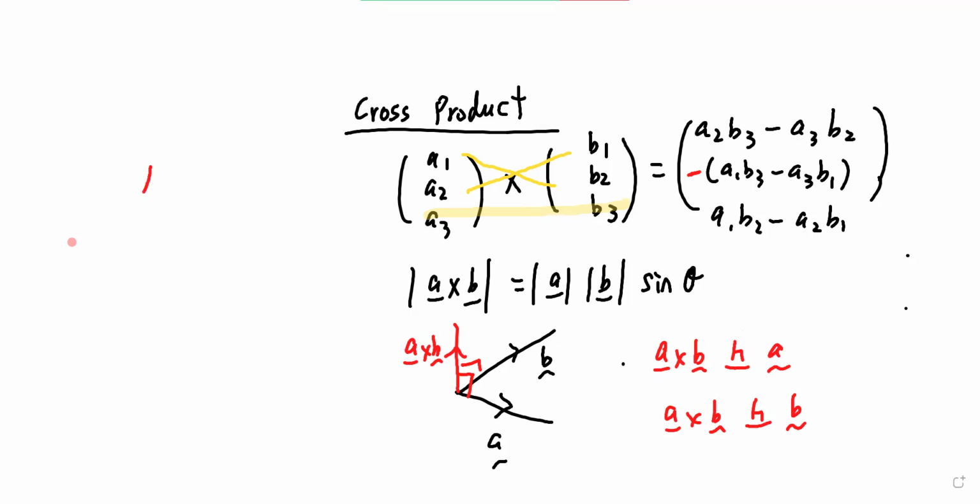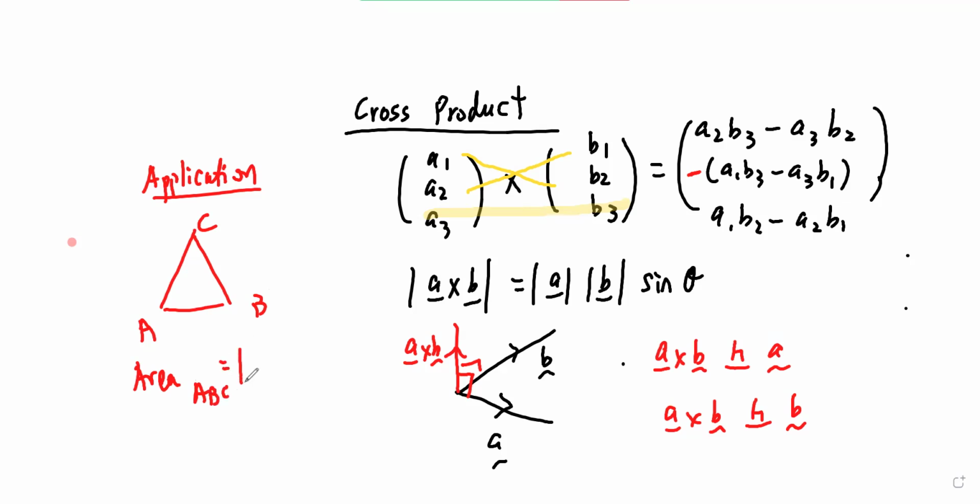And finally, take note that there is one application for the cross product, and that is if I have a triangle ABC. To get the area of ABC, you find the magnitude of AB cross AC. So step number 1, find the cross product, proceed by finding the magnitude to get the area ABC. So this is one of the applications for cross product.